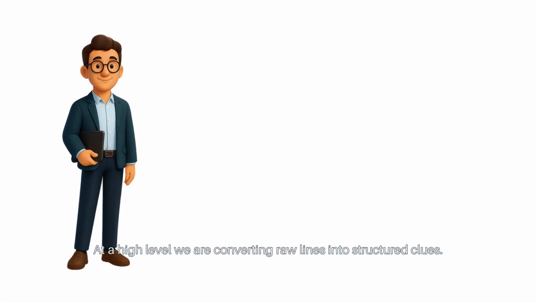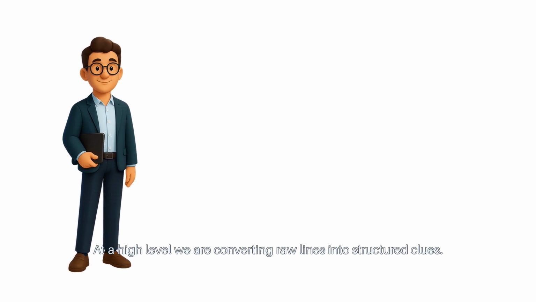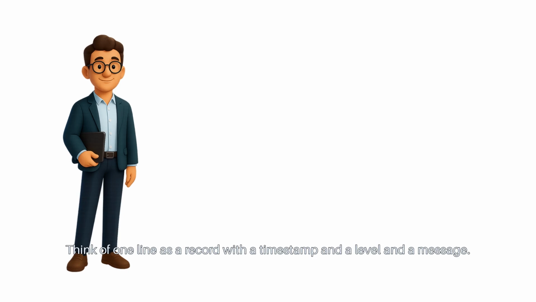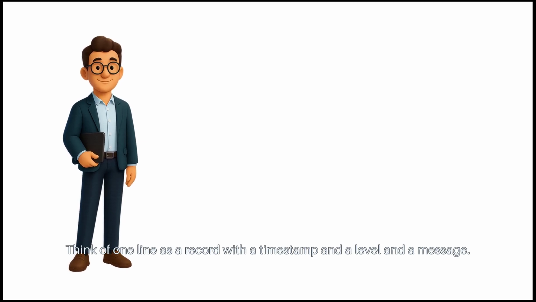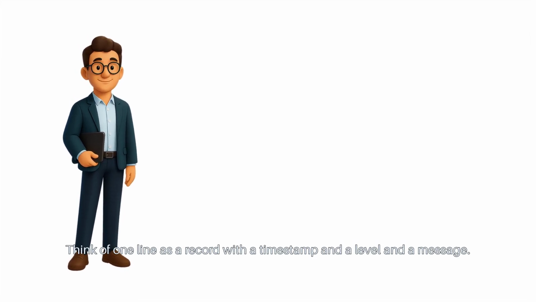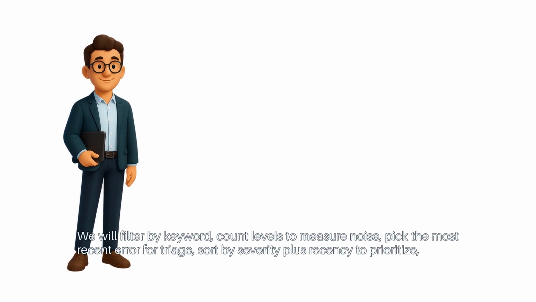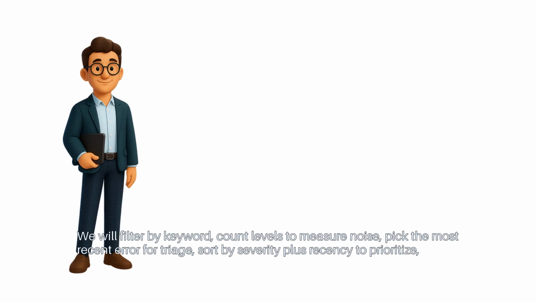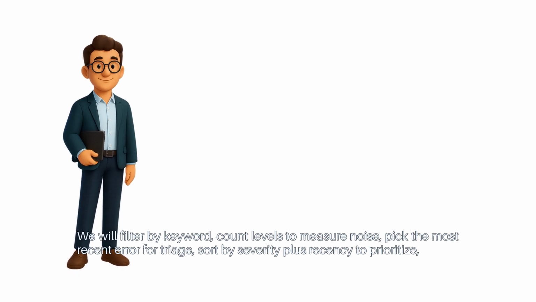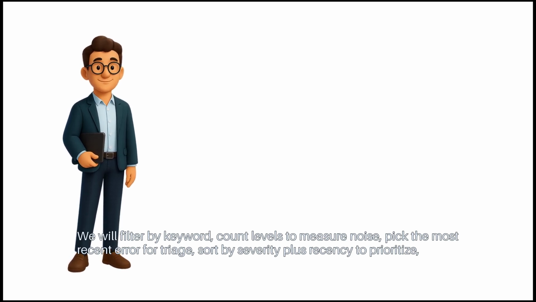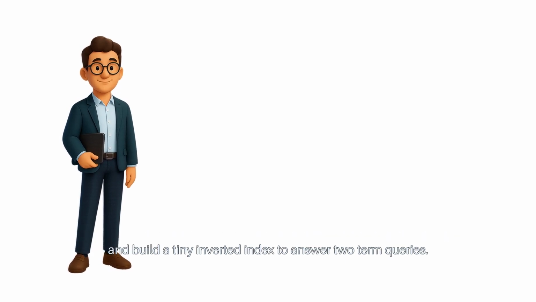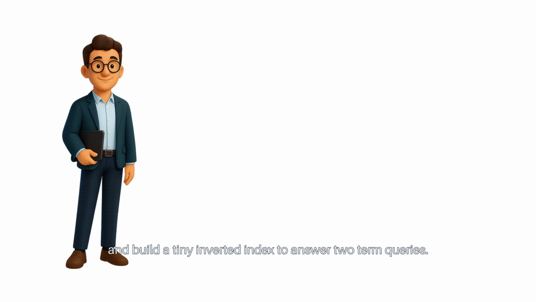At a high level, we are converting raw lines into structured clues. Think of one line as a record with a timestamp and a level and a message. We will filter by keyword, count levels to measure noise, pick the most recent error for triage, sort by severity plus recency to prioritize, and build a tiny inverted index to answer two-term queries.